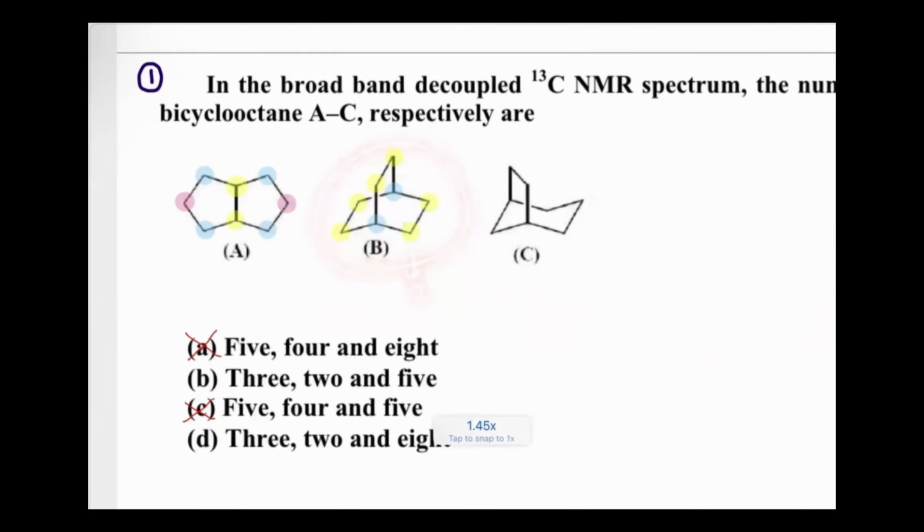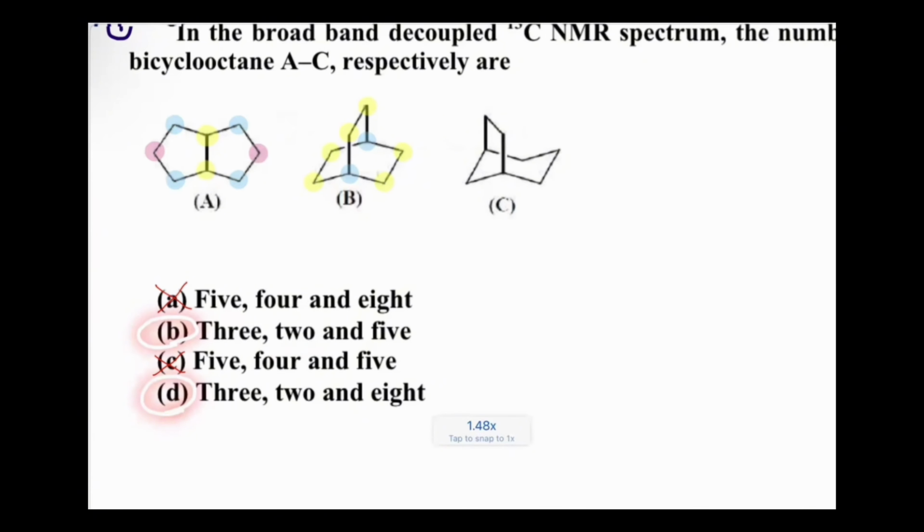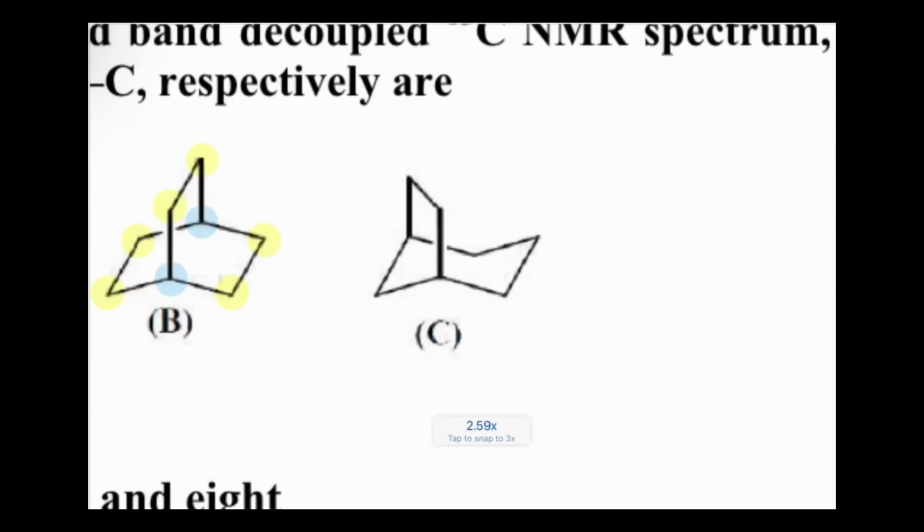So in option B it is 2, and in option D also 2. So we cannot decide from this molecule, and we still need to decide between B and D. And now in option C, we need to find the number of signals to find the answer.